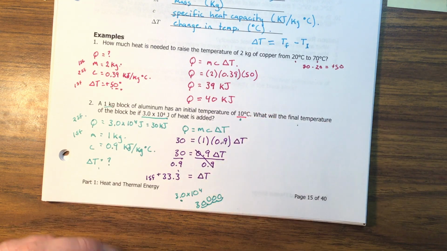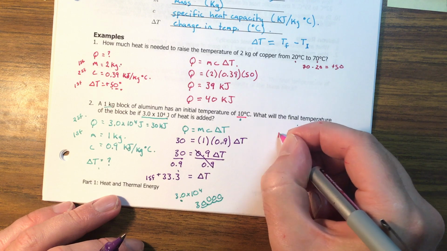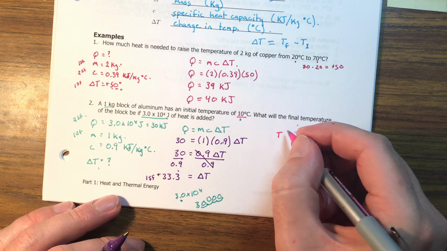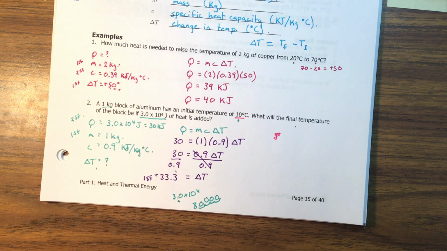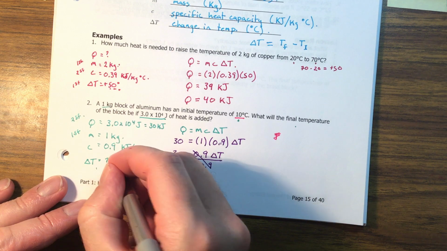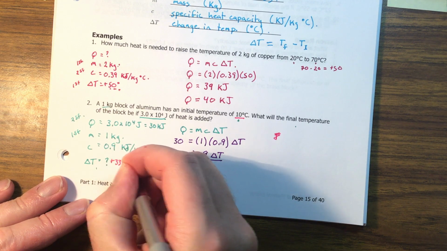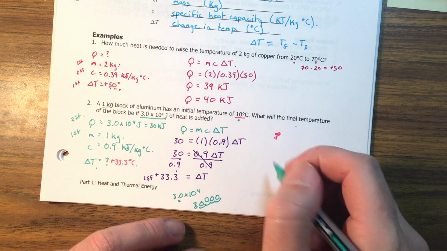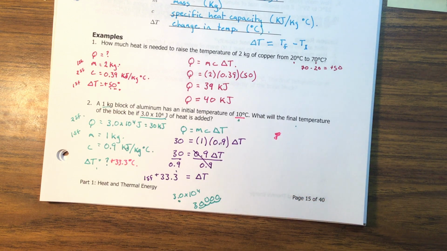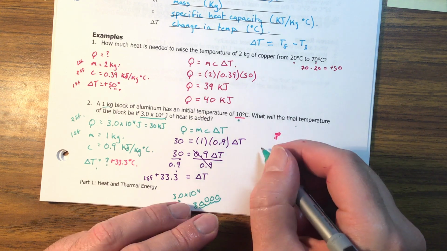Now we start at 10 degrees Celsius. So we start at 10. And then our temperature goes up 33.3 degrees Celsius. So what's our final temperature? I mean, you should be able to just figure that out by doing 10 plus 33.3. And that will get you a final temperature of 43.3 degrees Celsius.